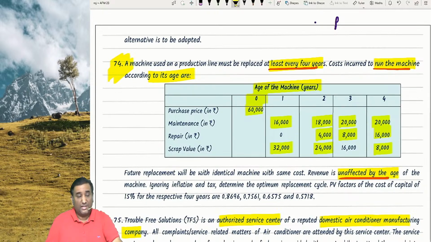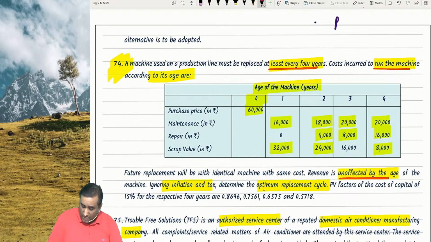Revenue is unaffected, so revenue we are not taking into account. It's only cost. Objective is decision making. Objective is not the amount. Objective is decision making, and there could be multiple ways of doing it. Of the machine, ignoring inflation and tax, determine the optimal replacement cycle.